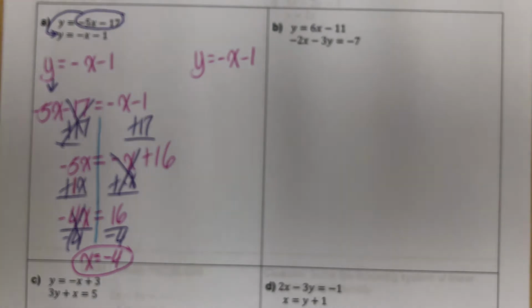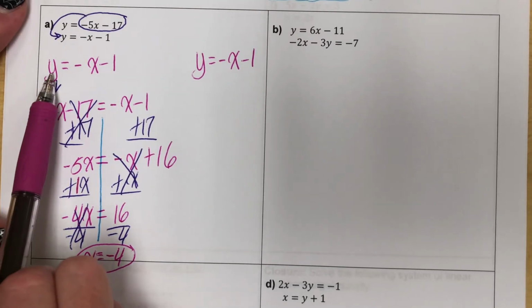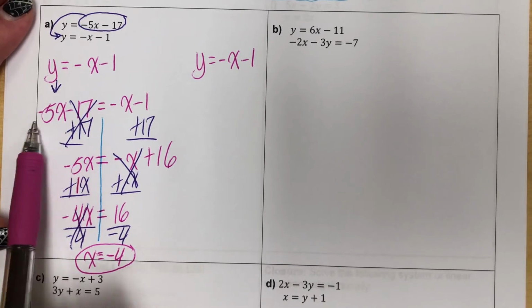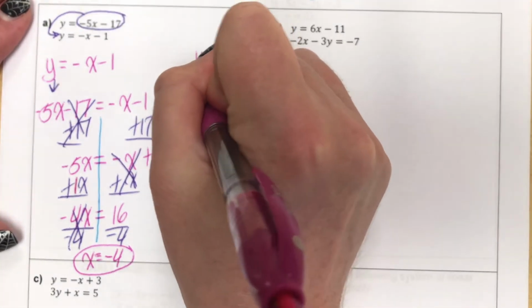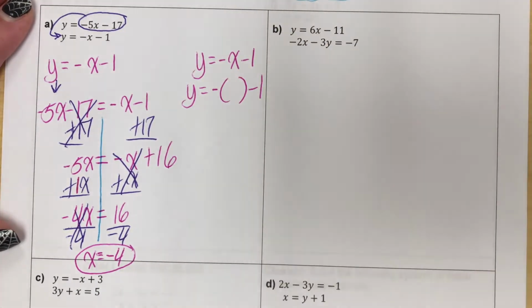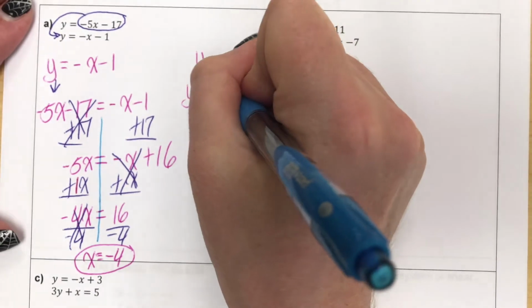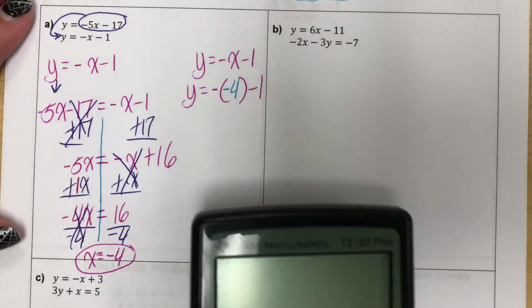Originally, I had plugged in for the variable y. I replaced y with what it was. I solved through. Now I know what x equals. So I'm going to replace x with that number that I know. Y equals -x minus 1. I know that x is -4. Anytime you plug in, you always use parentheses.